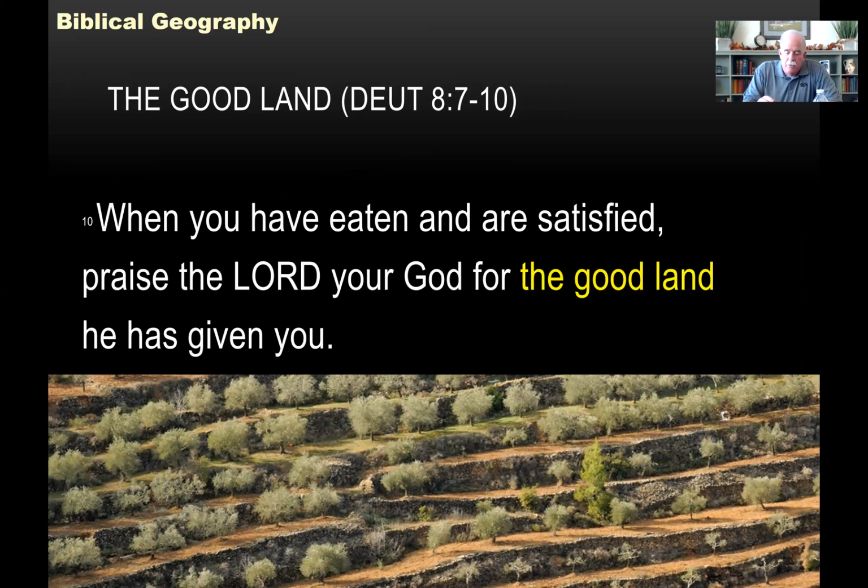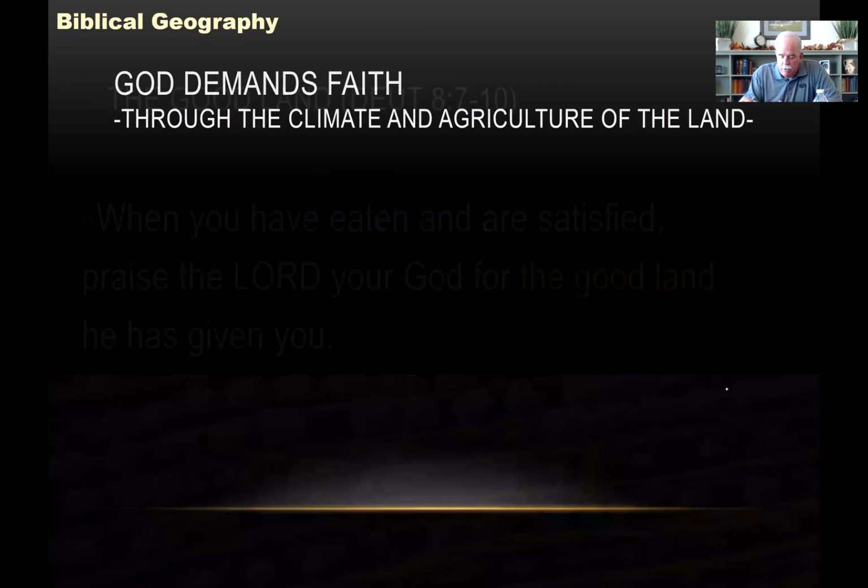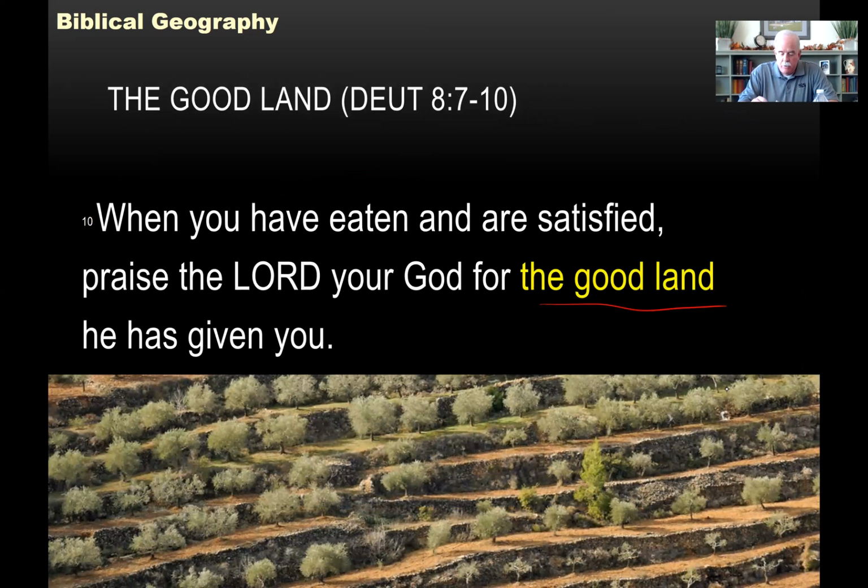It says, when you have eaten and are satisfied, praise the Lord. Don't take credit for it yourself, for the good land. And Todd has given us here a picture of these remarkable, this is the way they would terrace the steep hillsides and then farm. All of these are olive trees, cash crop. And we'll make much of that.